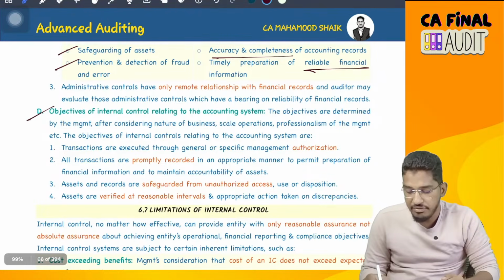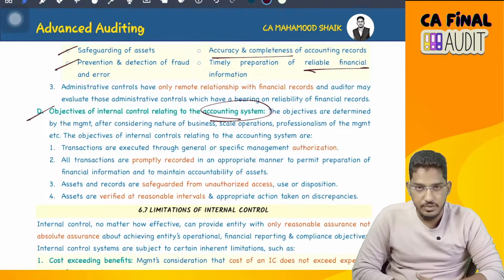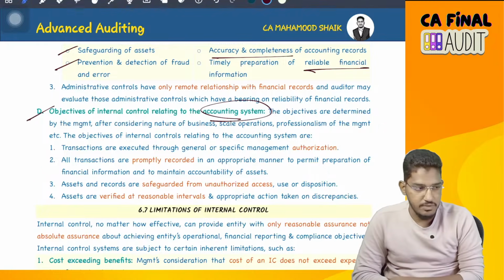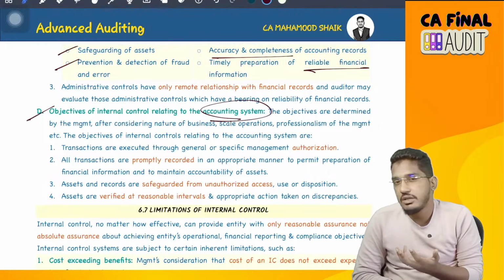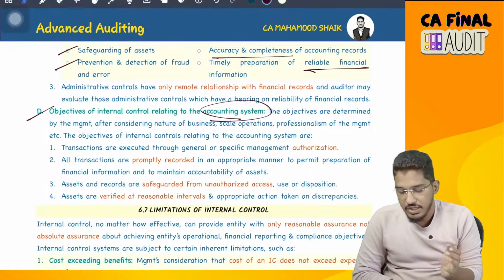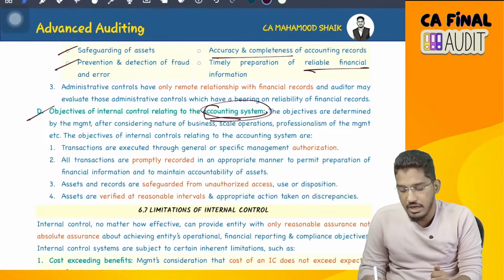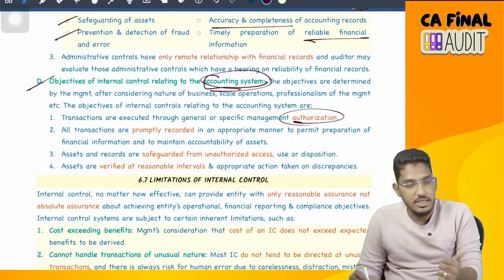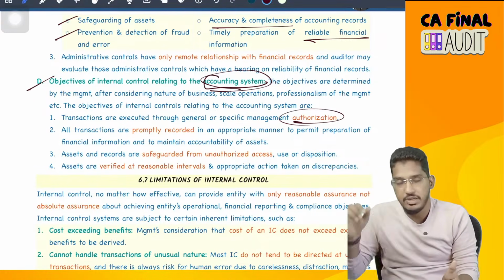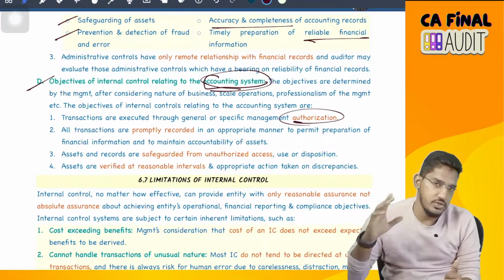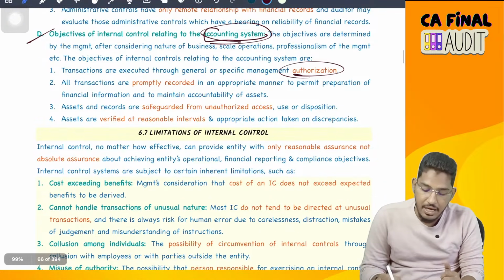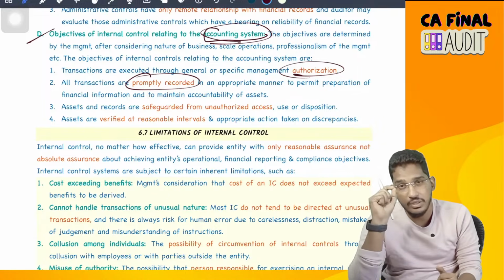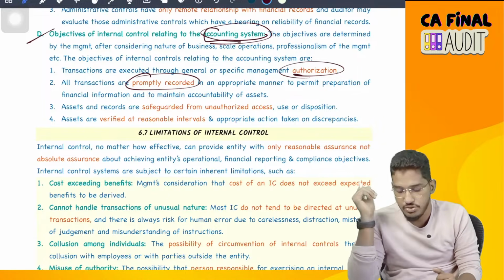And what do we expect from internal controls relating to the accounting system? Generally, whatever internal controls relate to the accounting system, books of accounts and financial statements, what are our expectations? What kind of policy should be there? They should address areas like: every transaction must have authorization. Any transaction recorded in the books of accounts must have authorization, which means approval should be there. And all transactions should be promptly recorded, correctly recorded, and in a timely manner. Such policy should be there.